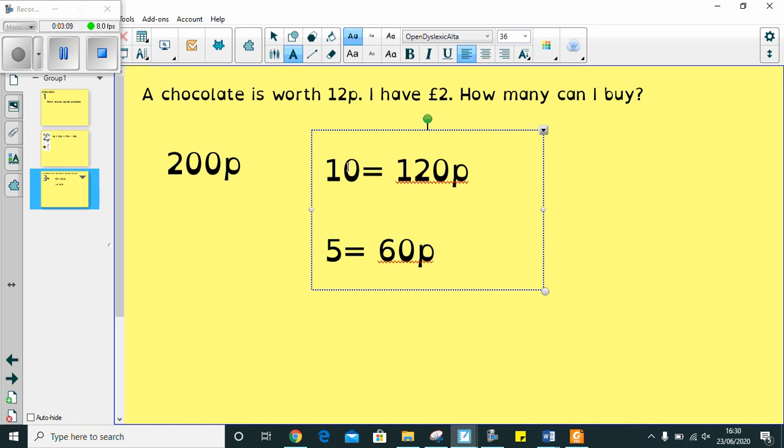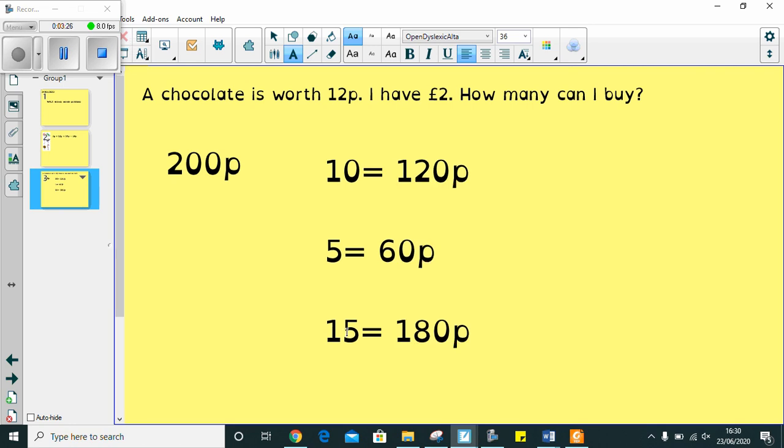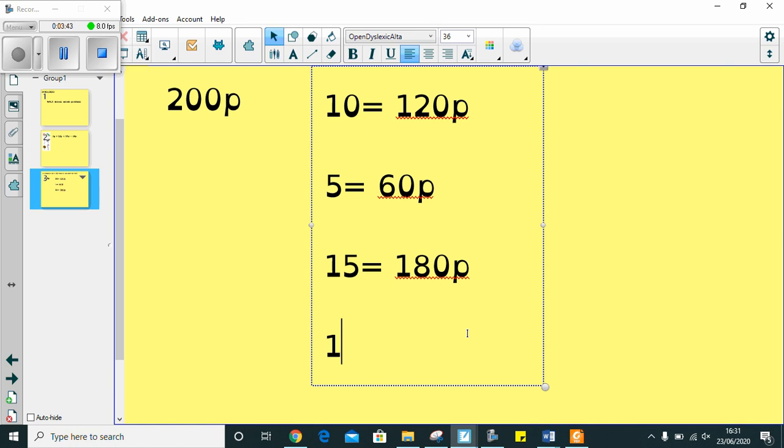So can I buy 15? If I add my 10 and my 5 together, 120 add 60 is equal to 180. So I can definitely buy 15 sweets. Now, if I bought 15 sweets, I have 20p left. How many 12s are in 20? I will only be able to buy an extra 1 sweet. So I can buy 16. If I add 12 onto 180, I will get 192 pence.